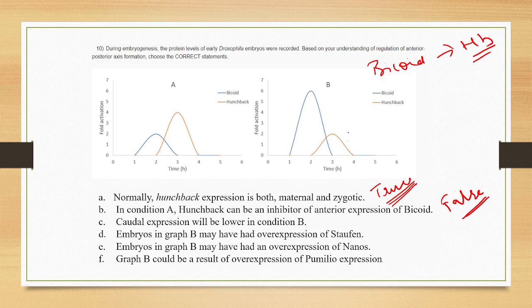Then, next is caudal expression will be lower in condition B. See, in condition B, bicoid is expressed more. Now, we know that bicoid will inhibit caudal. Therefore, caudal expression will be lower here because bicoid is expressed greatly here. So, this is true.